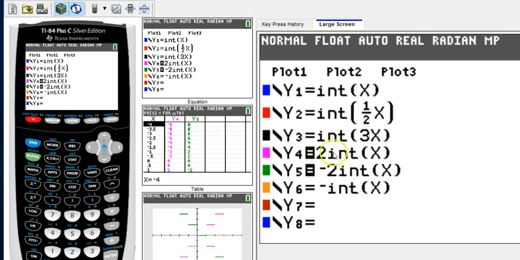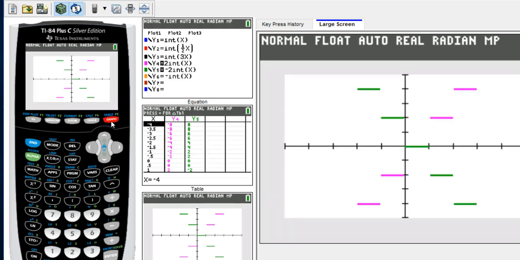Okay, so I have equation 4 and 5 highlighted. The top equation 4 says 2 times the greatest integer of x, and the second one says negative 2 times the greatest integer of x. What do you think the negative is going to do to my graph? It's going to flip it. It's going to reflect it. Make it drop instead of rise. There it is. It's the green one. We missed out on the drama because the calculator did stuff after it shut down. But there you can see it.